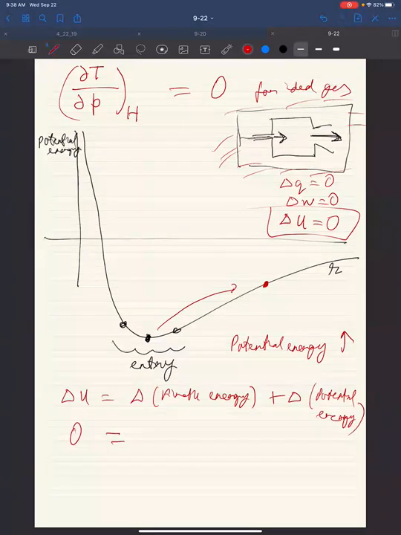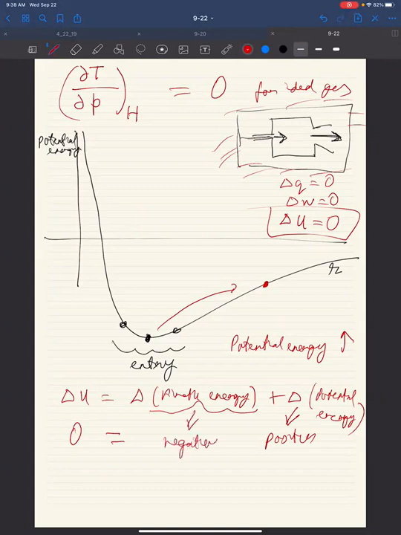And we know this is 0. And we know potential energy is positive, right? This term is positive. The potential energy increased as the particle separation increased. So what can we say about the kinetic energy then? It has to be negative. The kinetic energy must go down. This must be negative, because if this was also positive, then positive plus positive cannot be 0, right? So kinetic energy went down. And we know that kinetic energy is proportional to temperature, right? Therefore, temperature also went down.